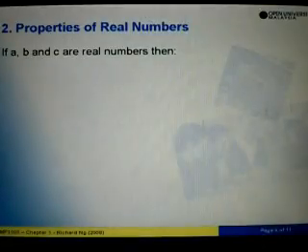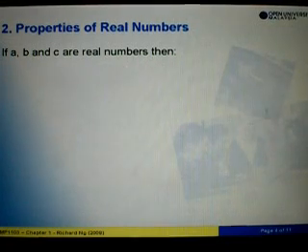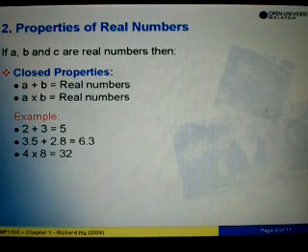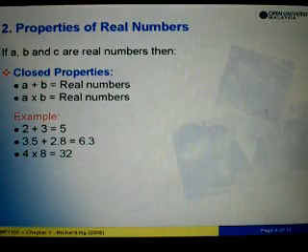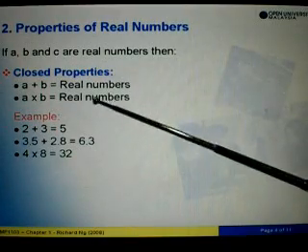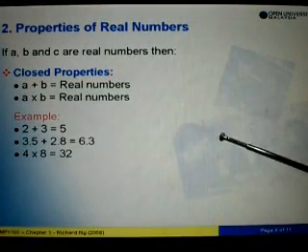Next, let's look at the properties of real numbers. If A, B and C are real numbers, then A plus B gives a real number, and A times B will also give us a real number. Therefore, this type of property is known as closure properties.